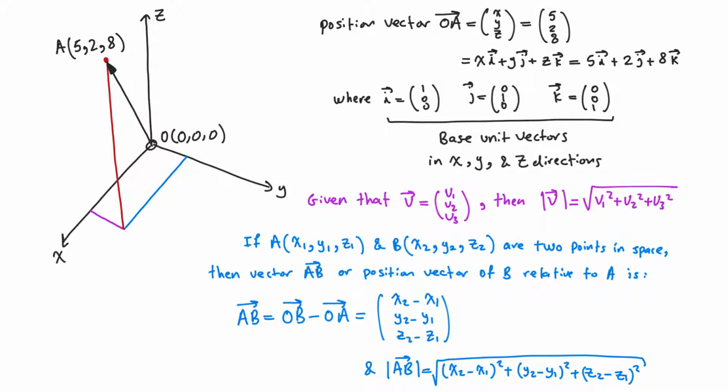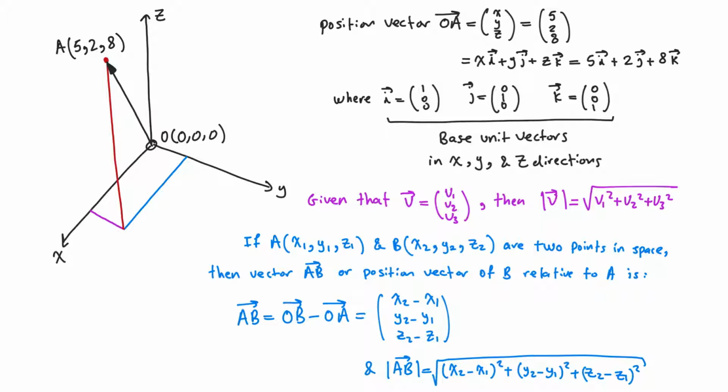Now, if our vector doesn't start from the origin, so if we have point A, which has coordinates of x1, y1, and z1, and point B, which has coordinates of x2, y2, and z2, then vector AB, or position vector of B relative to A, can be written as OB minus OA. OB being vector B, which starts at the origin and terminates at point B, and vector OA being a vector which starts at the origin and terminates at point A. We can find the resulting components of vector AB by subtracting the x coordinate of A from B, the y coordinate of A from B, and the z coordinate of A from B.